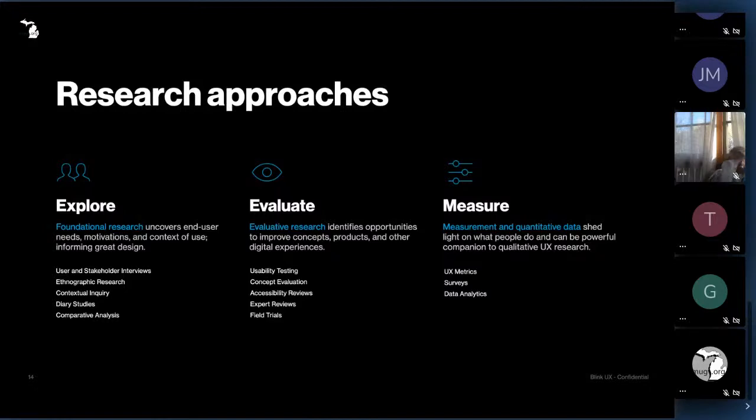Figma is one you may have heard of, or InVision, are very common prototyping software that allow you to do that. And we'll use that to begin doing usability testing, concept evaluation, before we begin building the actual technology, so we can really work out some of the finer points of the user interface at that point.